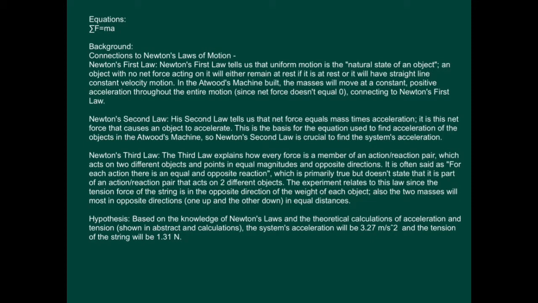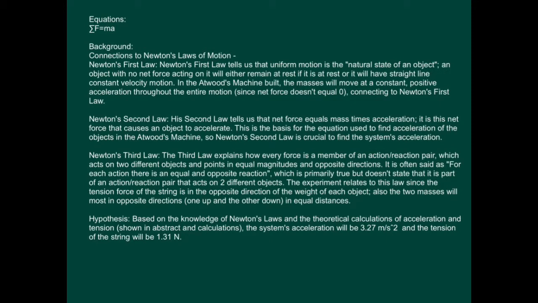The Atwood machine that was built connects to Newton's first law, as the masses are going to move with a constant positive acceleration throughout the entire motion, as net force does not equal 0, connecting to Newton's first law. The experiment also connects to Newton's second law, which tells us that net force equals mass times acceleration, as that's the major equation that we're going to use for most of the calculations. The Atwood machine has masses that move in opposite directions, so the net force equals mass times acceleration is important in finding the system's acceleration.